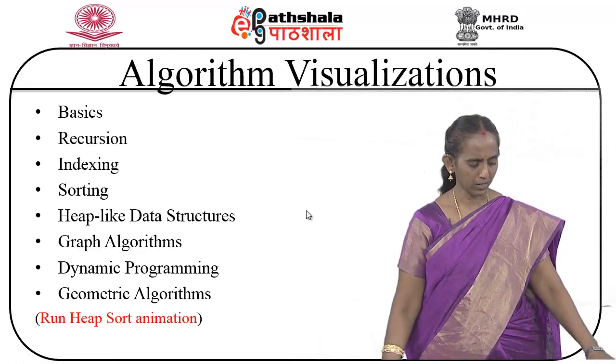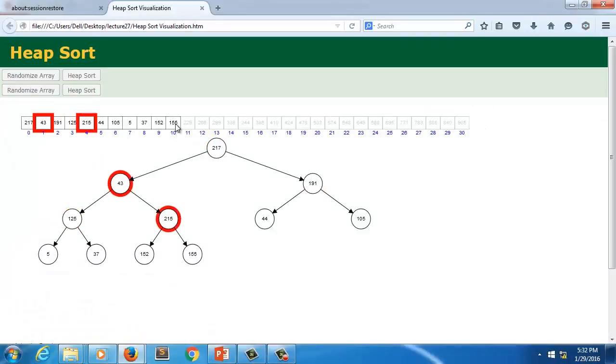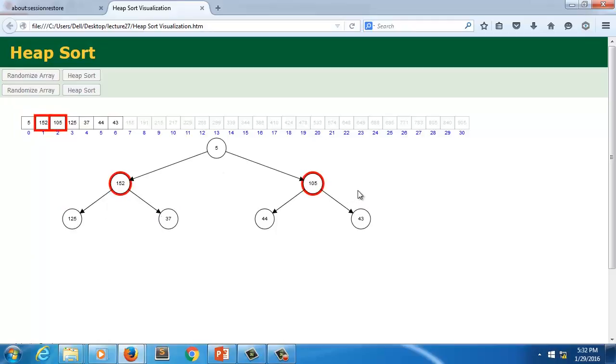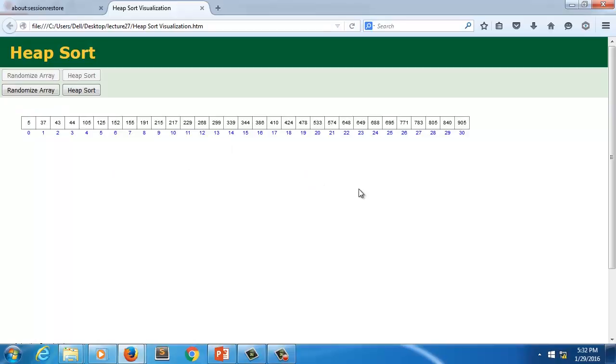So, let me run a heap sort animation here. So, this is an animation of a heap sort. We can see how the entire heap sort takes place. We have various numbers and these numbers are arranged in the form of a heap, and it is being animated as a heap sort animation. Here we can actually see the various steps that happen to sort the entire data set.